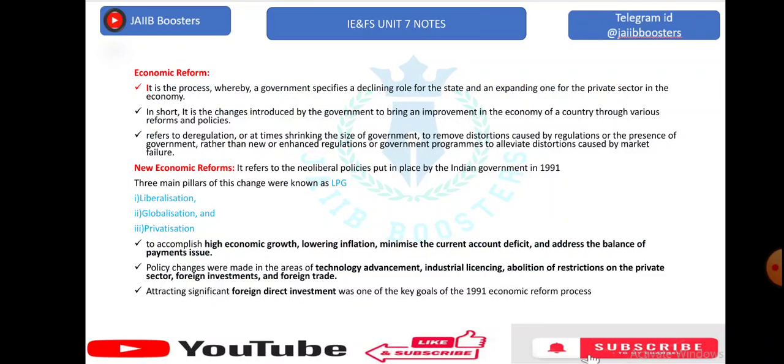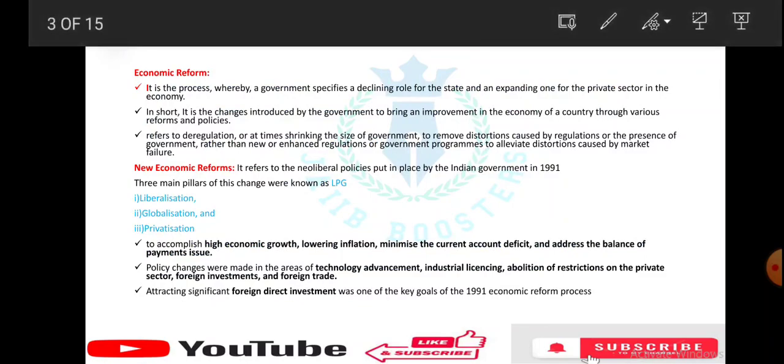What is economic reform? It is a process where a government specifies a declining role for the state and an expanding one for the private sector in the economy. In short, economic reform means changes introduced by the government to bring an improvement in the economy of a country through various reforms and policies. The main aim of changing so many policies by the government is for there to be an improvement in our economy.